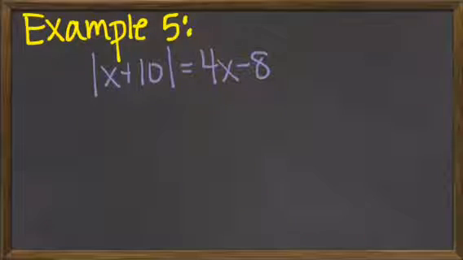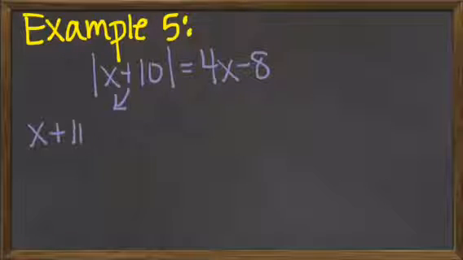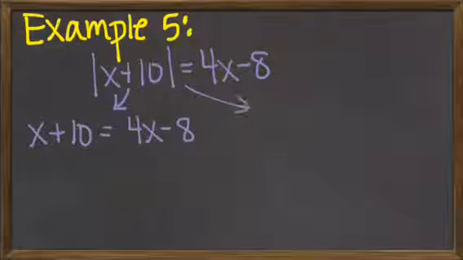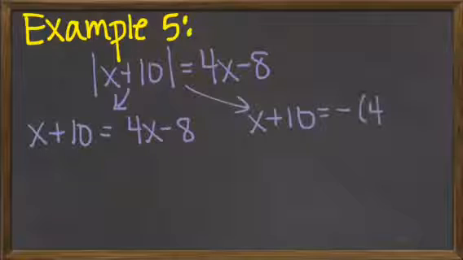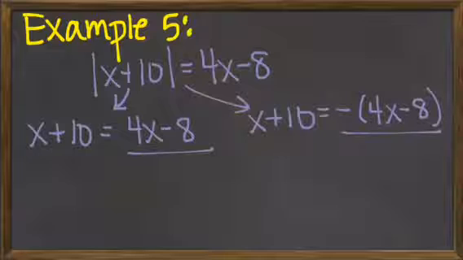In this example, we have the absolute value of x plus 10 equals 4x minus 8. The absolute value is by itself. So we can go ahead and say that what is inside this absolute value, this x plus 10, is going to equal positive 4x minus 8, or it's going to equal the negative of that, so negative 4x plus 8. So that's going to look like this. And I said plus, but I meant minus. Okay? So we've got x plus 10 is either equal to positive or negative the quantity of 4x minus 8.